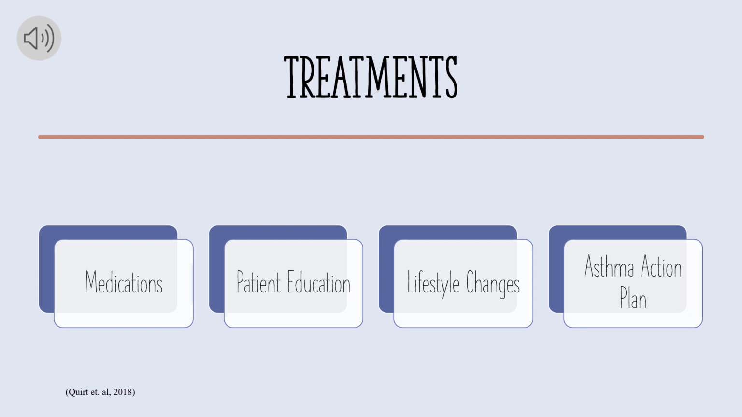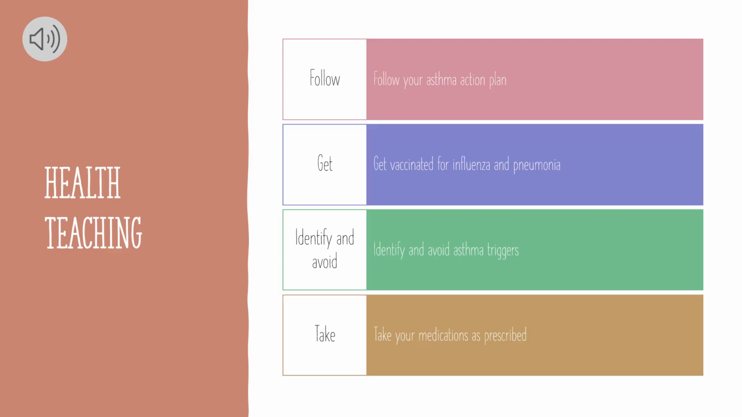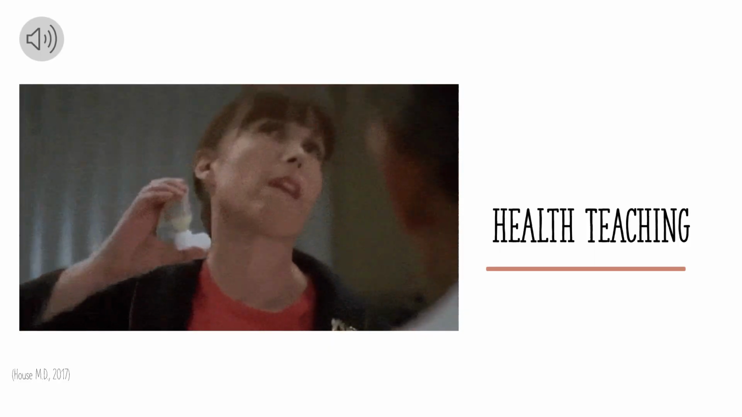The last section is the asthma action plan. This can include making a list of triggers and steps to avoid them, increasing or decreasing your meds based on your use and symptoms, tracking your symptoms to see if this treatment is working, and talking to your GP to see if changes need to happen. The 4 major things I would tell a patient with asthma during my health teaching would be to follow your asthma action plan, get vaccinated against influenza and pneumonia, learn to identify and avoid your asthma triggers, and take your medication as prescribed. Asthma can be fatal if not properly treated proactively or during an asthma attack.